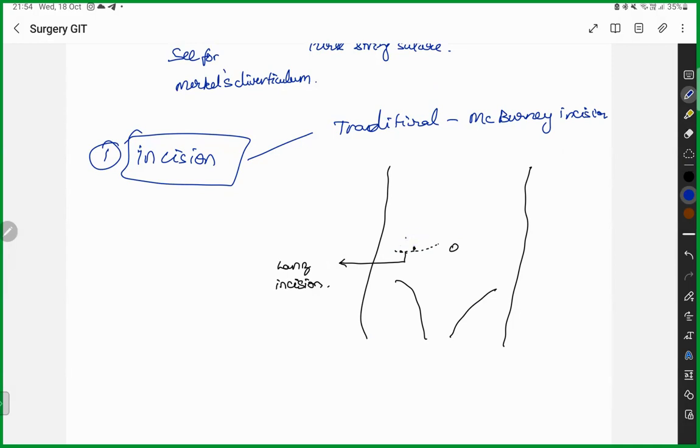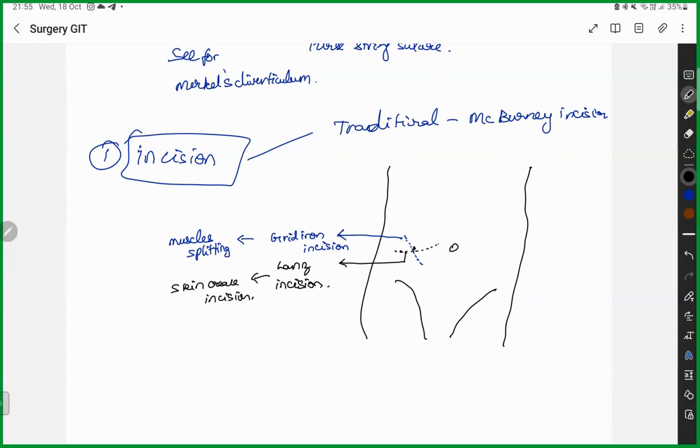And second, you can have an incision something like this. What is this incision called? This is called the gridiron incision. Very important. The gridiron incision is a muscle split; it is basically muscle splitting. And the Lanz incision is basically a skin crease incision.